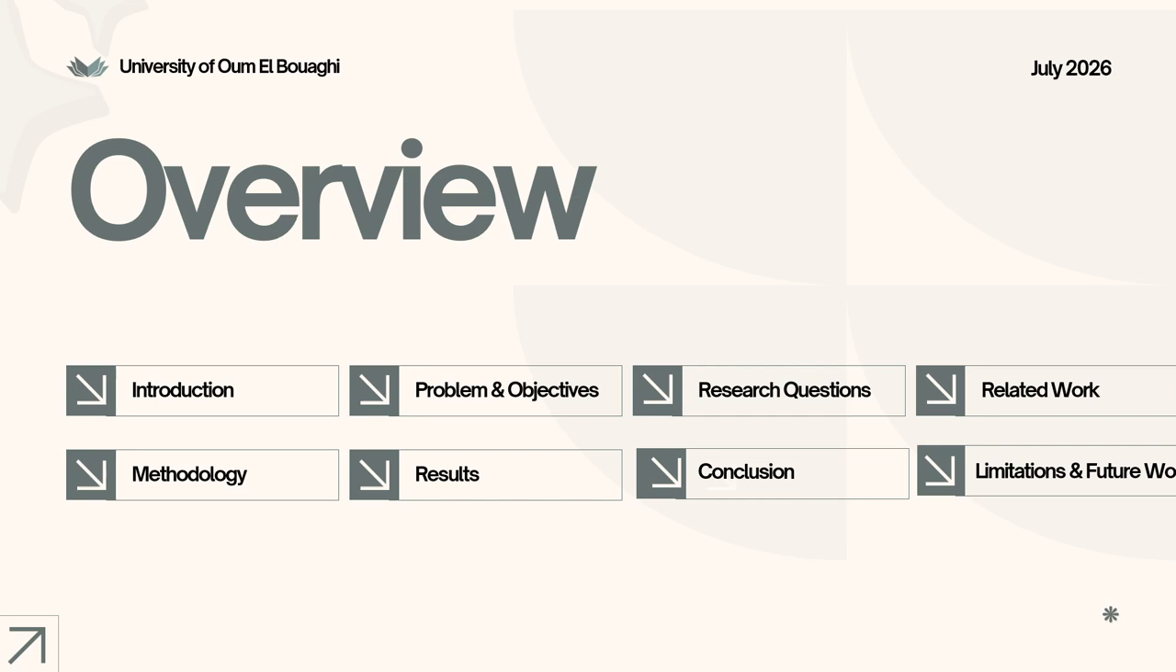Now we start by an overview of our paper. First, we have an introduction, then problem and objectives. Of course, we will talk about research questions, then the state of the art or related work, and then we dive to the core of the paper, methodology and results. We finish by a conclusion and small talk about limitations and future work.